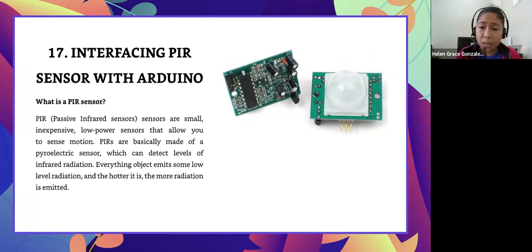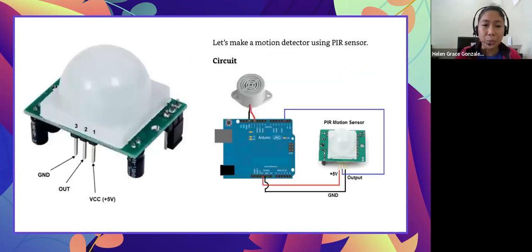The PIR will not detect any kind of radiation if there is no movement. So that's how a PIR sensor works. It has three pins to look at: ground, output, and VCC. The output is actually the motion detection.